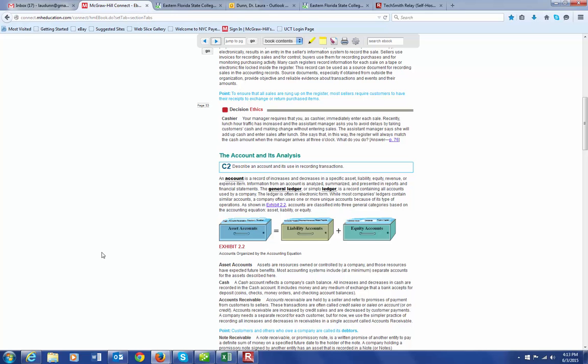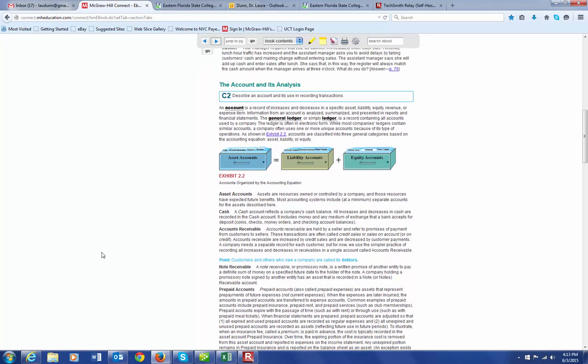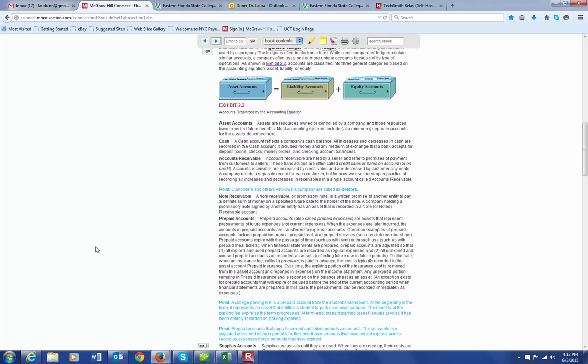So first of all, we've talked about the accounting equation. We've talked about assets, and that the total of assets has to equal liabilities plus equity. So let's talk a little bit about asset accounts. Asset accounts, again, are those things that are owned or controlled by the company. And there are different types of assets.